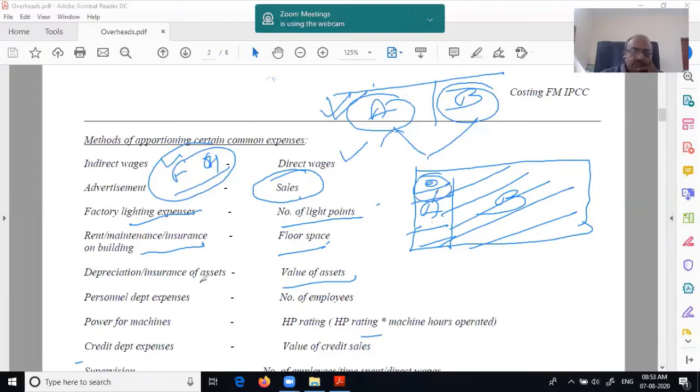This insurance and all. Personal department. Now we are talking about only apportionment. Allocation, if it's specific, you can do it. Number of employees. Personal department expense, number of employees. Power of machine, either HP rating or HP into machine hours.